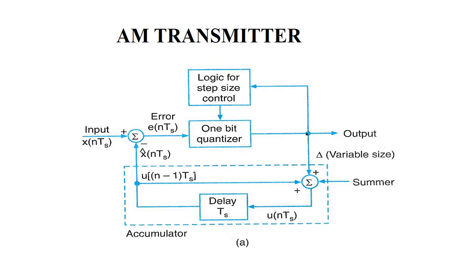This is the ADM transmitter. Here we have given the input as x of nTs and another input as x cap of nTs, which is delayed by 1 bit. Then we summarize both inputs and get the error signal e of nTs, which is given to the 1 bit quantizer. For the 1 bit quantizer we are using the logic step size controller, so it will give the output in variable sizes. The delayed part is known as the accumulator, and that is a summation part. After that we receive the output signal.